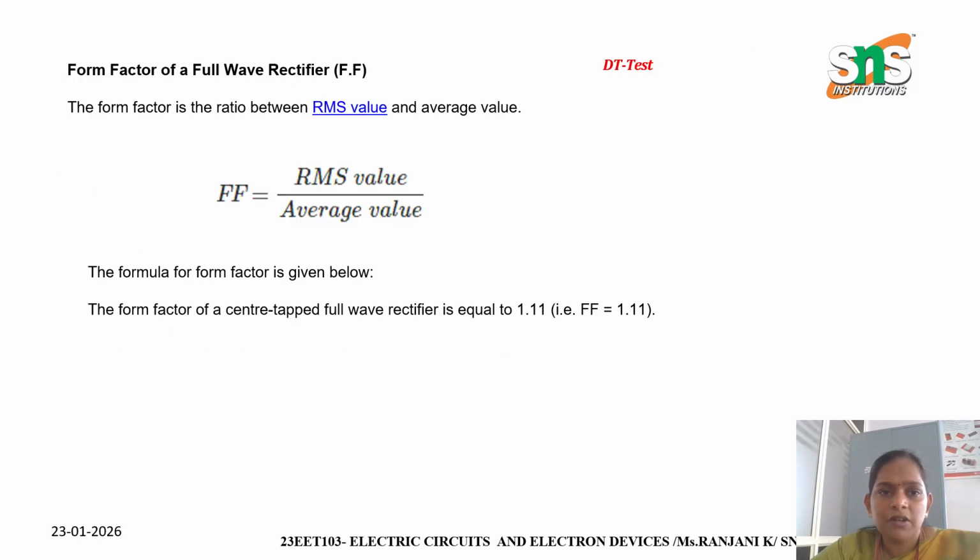Next, see the form factor of the full wave rectifier. Form factor is equal to the RMS value divided by the average value. So the form factor of the full wave rectifier is around 1.11.